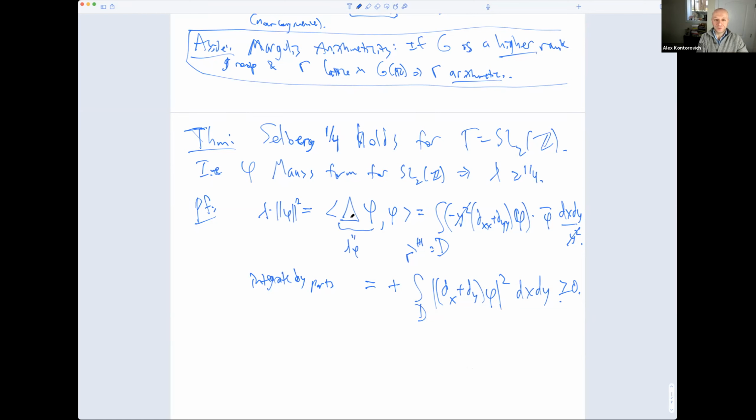So if phi is a Maass form, that means it's an eigenfunction of the Laplacian with eigenvalue lambda. Right, so delta phi is lambda phi. Lambda pulls out as a constant, and I get the inner product of phi with itself. That's norm phi squared. That already tells us, maybe I didn't say why the Laplacian was positive definite. Here's the positive definiteness. That means lambda is bigger than 0. We want much more. We want lambda bigger than 1/4.